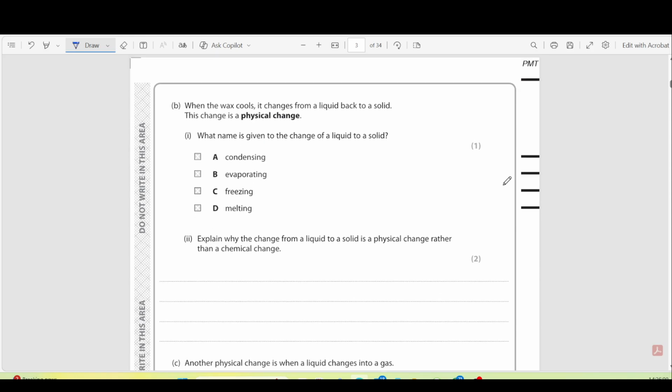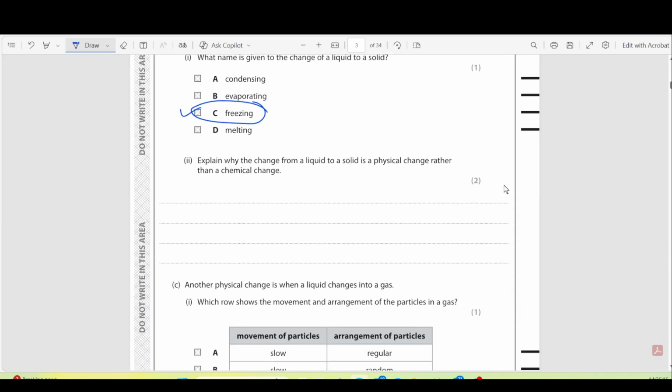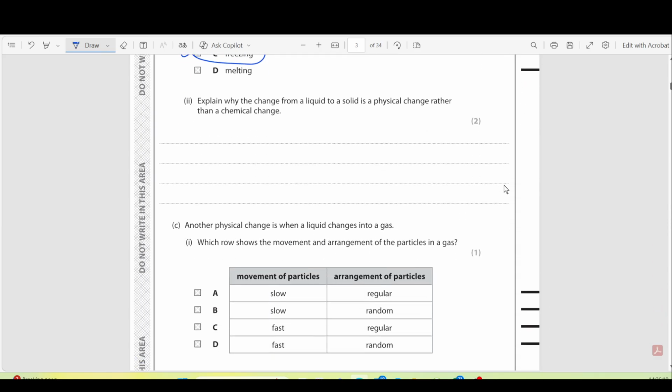The next question is, when the wax cools, it changes from liquid back to solid. This physical change is called freezing, like freezing of water into ice cubes, right? Because it is freezing, a liquid to solid. Explain why this is a physical change, not chemical. Chemical change means a new substance forms. So this is a physical change because there is no new substance formed.